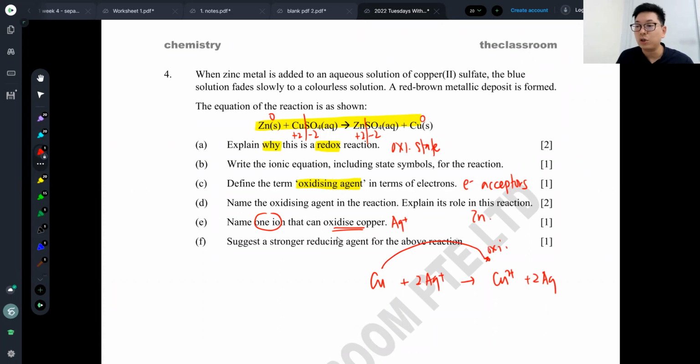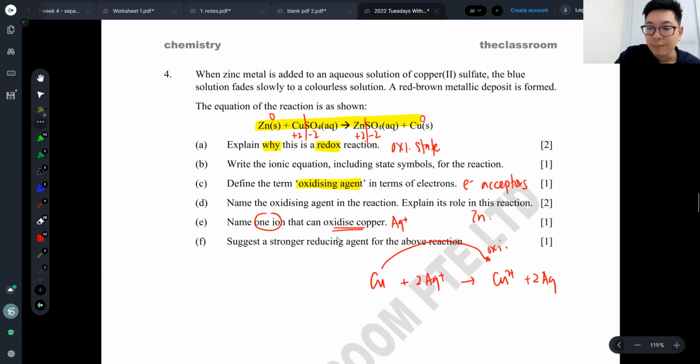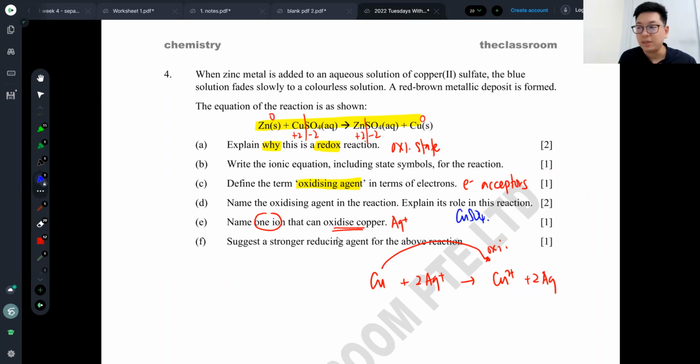And then, suggest a stronger reducing agent. So we know that zinc is... no, I'm wrong. Sorry, hold on, I made a mistake. The oxidizing agent is copper sulfate. It will accept electrons from zinc. Sorry about that. So electron acceptors, right? The copper ion will take electrons from zinc, so zinc gets oxidized. So who oxidizes zinc? Copper sulfate. So if copper sulfate is the oxidizing agent, zinc must be the reducing agent.